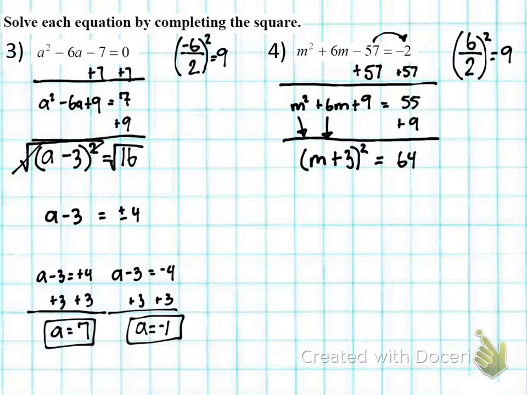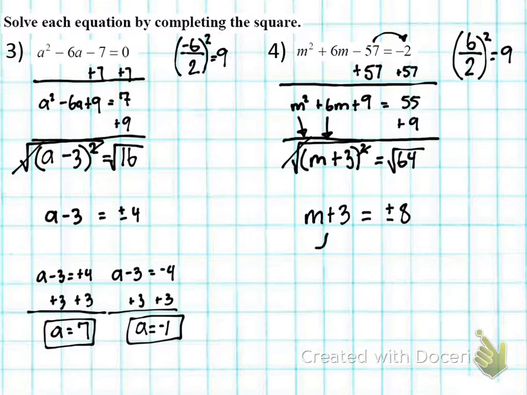Next step, tell your neighbor what you would do next. Okay, what am I going to do, everyone? Square root both sides, right? Okay, what happens to my square and square root? They cancel out, right? So I'm going to write m plus 3. And then what's the square root of 64, everyone? Positive and negative 8, right?